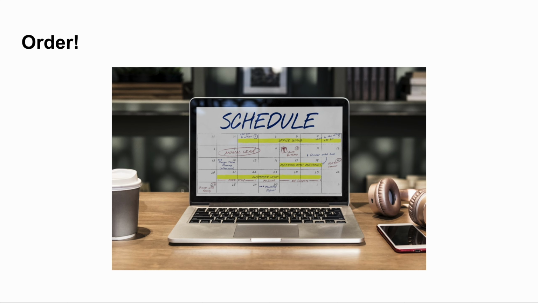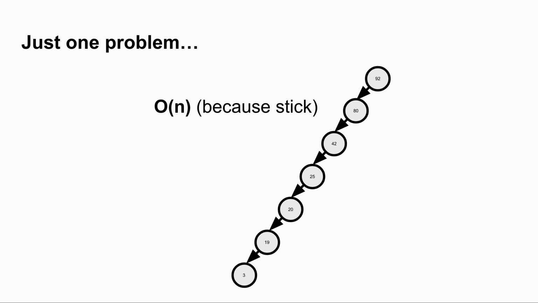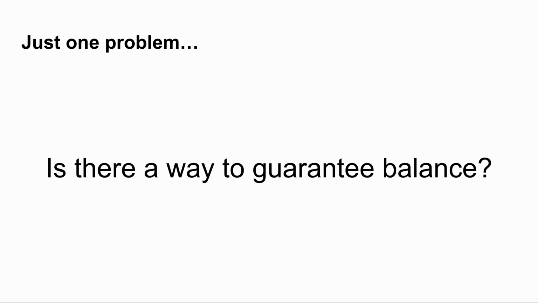The structure of binary search trees make them great for storing ordered data, for example, a library catalog or an appointment schedule, and they are also frequently used in file systems and databases. There's just one problem. As we mentioned earlier, insertion order affects the shape of the binary search tree, so if we're not careful, we can get a stick which is less efficient than a balanced binary search tree. This raises the question, is there a way to guarantee balance? I'll leave that as some food for thought for next time.